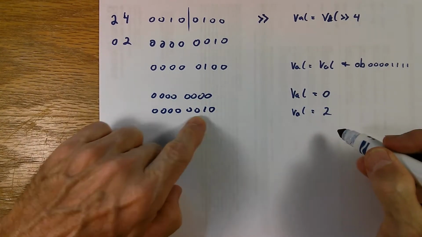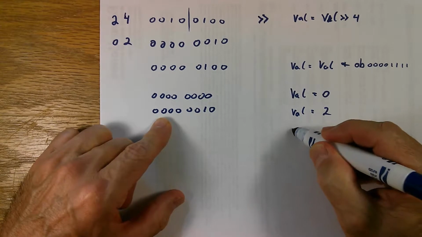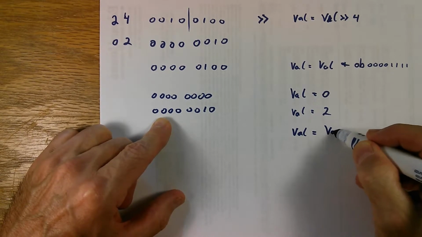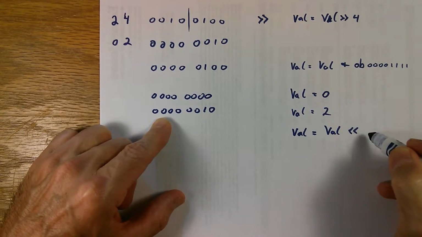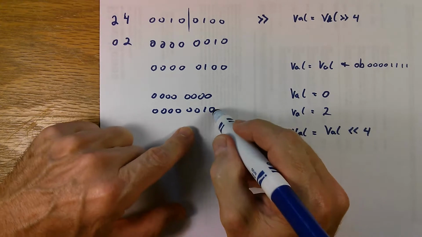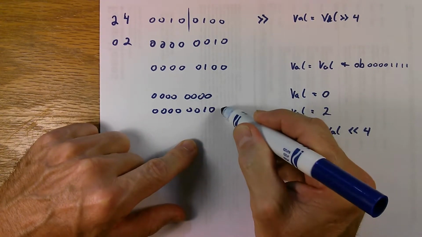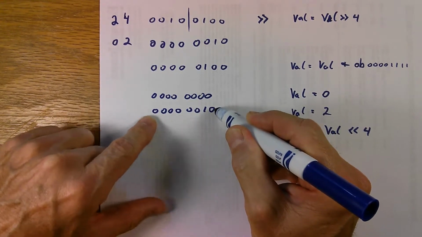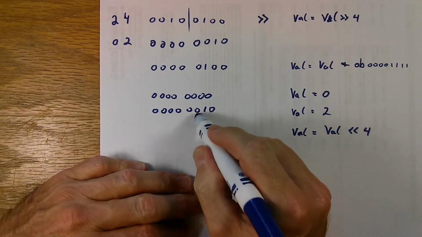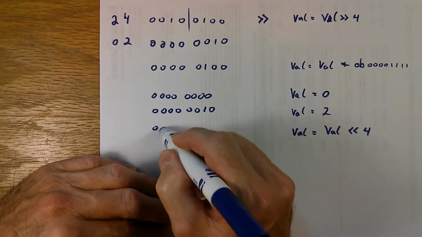Like that. But we want this up here. So I'll just left shift it. Val equals val left shift by 4. And so what's going to happen is when we shift these bits over to the left, zeros are going to get shifted in. Anything that's up in here that gets shifted off the end is lost. So we're going to end up with these 4 bits up here.